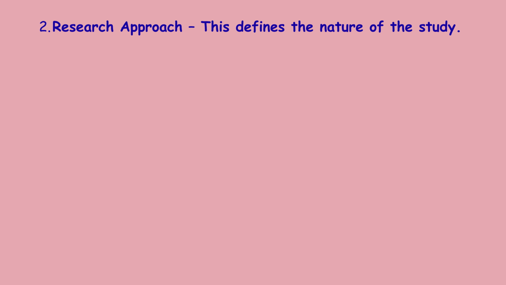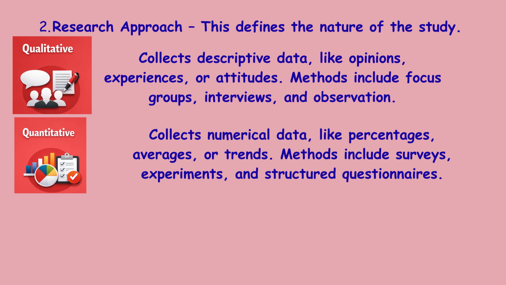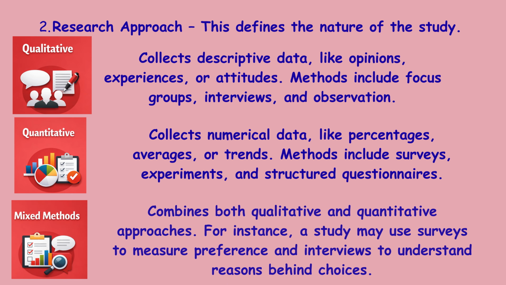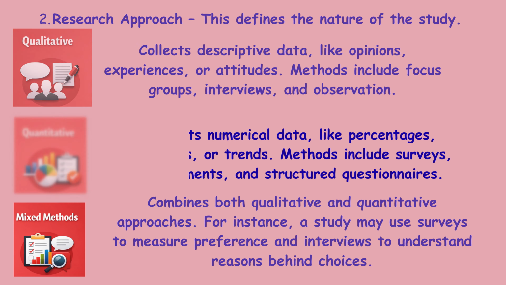2. Research approach. This defines the nature of the study. There are three main types. Qualitative collects descriptive data, like opinions, experiences, or attitudes. Methods include focus groups, interviews, and observation. Quantitative collects numerical data, like percentages, averages, or trends. Methods include surveys, experiments, and structured questionnaires. Mixed methods combines both qualitative and quantitative approaches. For instance, a study may use surveys to measure preference and interviews to understand reasons behind choices.